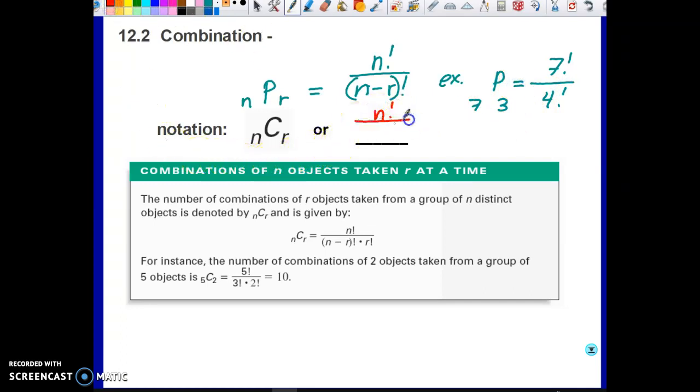I use n factorial over the same n minus r factorial, but at the end of it, I have to do another r factorial. So for example, if I want to do 7 combination 3, then I have 7 factorial over 7 minus 3, that's 4 factorial, but I also have another 3 factorial down there. Okay? Here's an example again. If I'm choosing 5 objects, 2 at a time, where order doesn't matter, it'd be 5 factorial over 5 minus 2, which is 3 factorial, times 2 factorial, and that's 10.